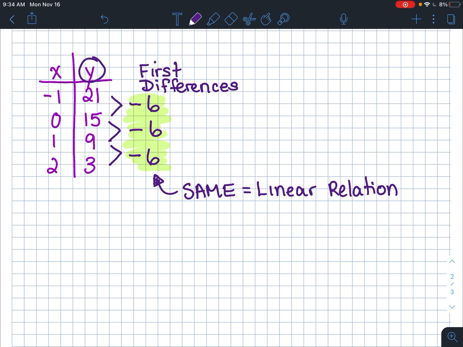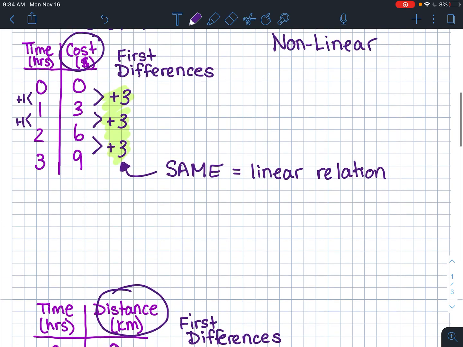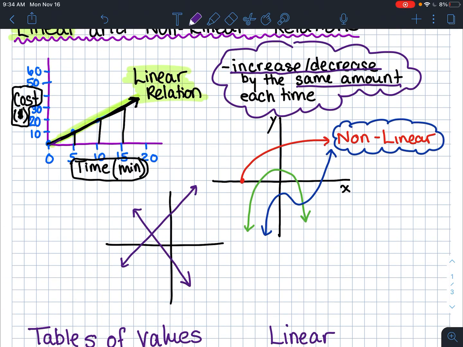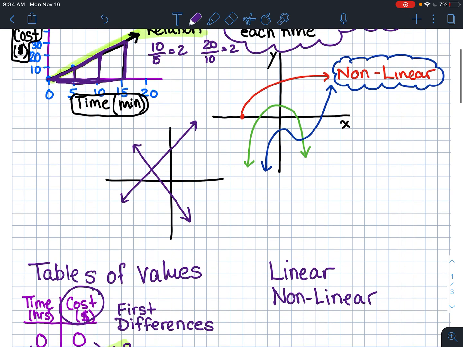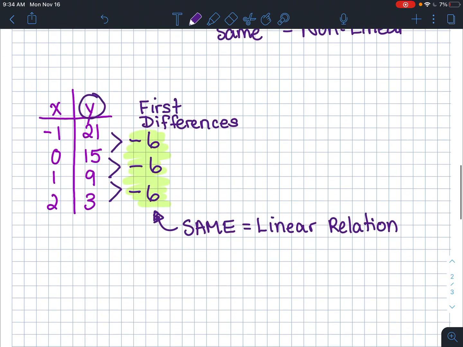And that's because, just like in our graph, we actually know this increase is the same. They're all the same. So 10 over 5 is equal to 2. 20 over 10 is equal to 2. 30 over 15 is also equal to 2. So they all are increasing by the same amount.